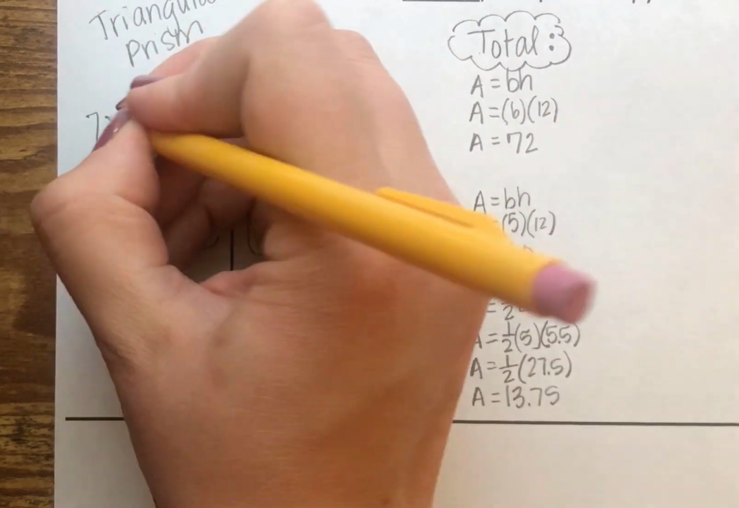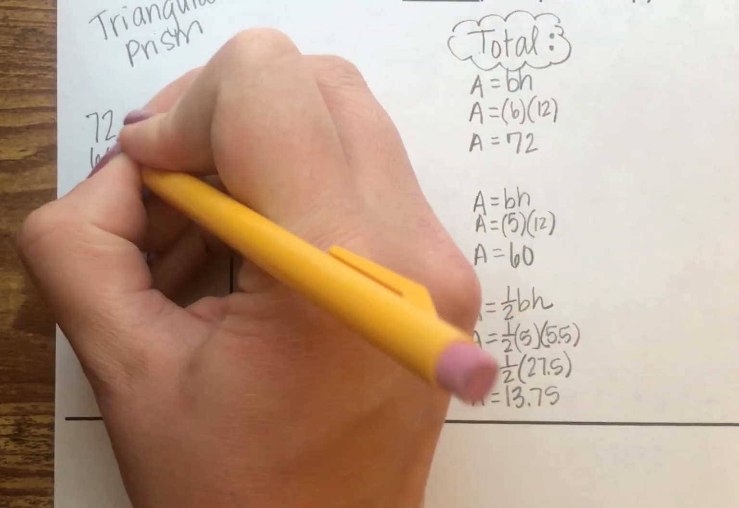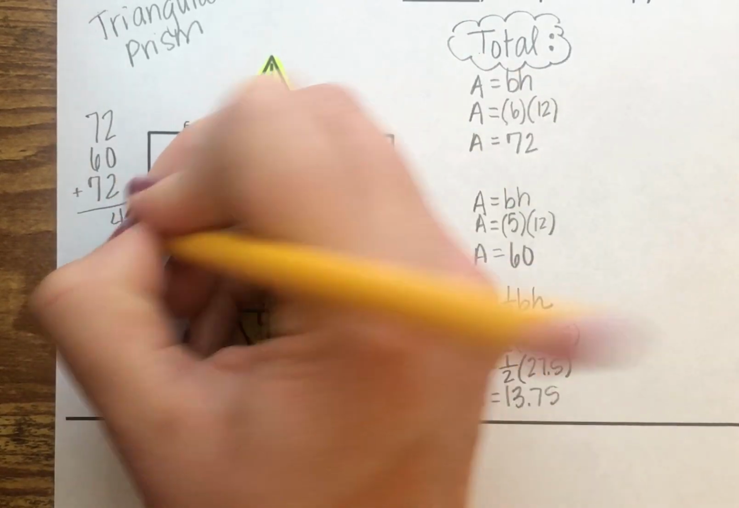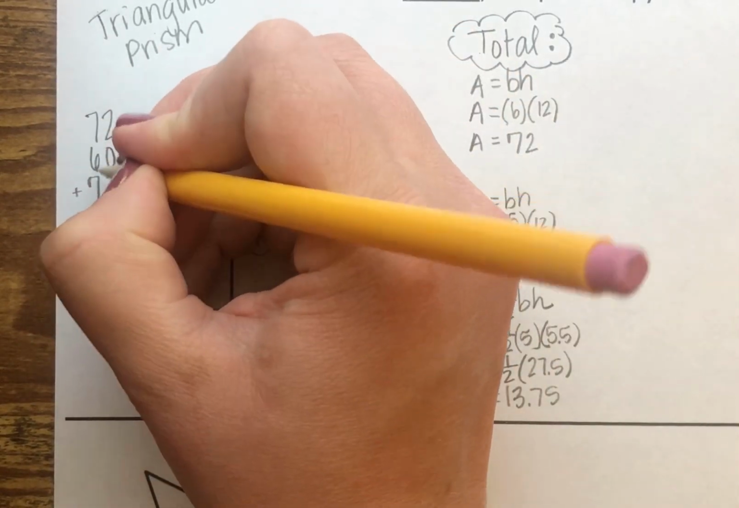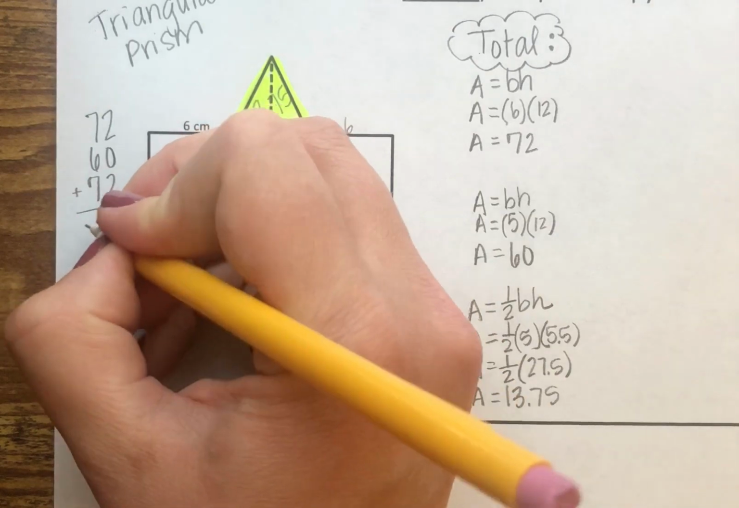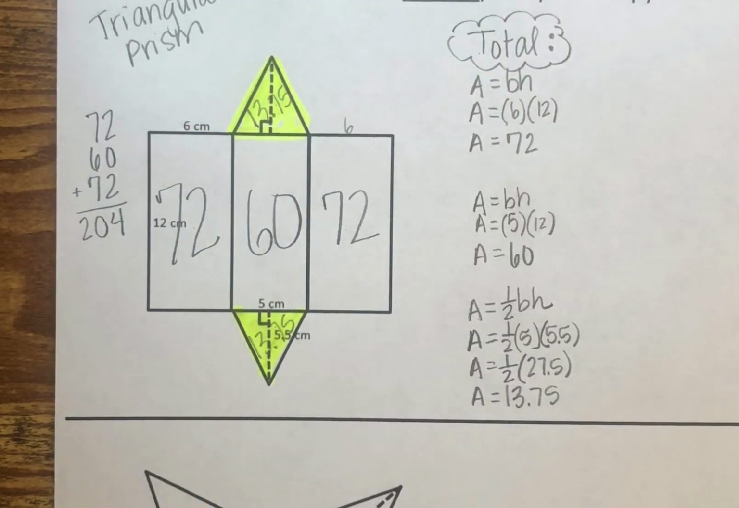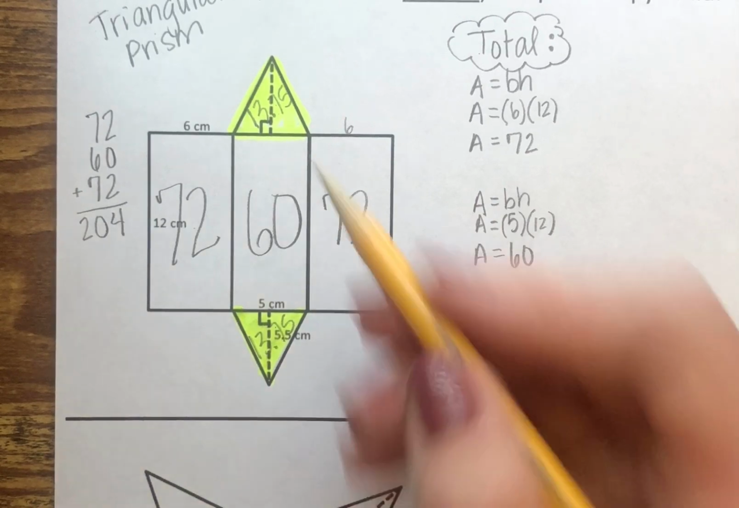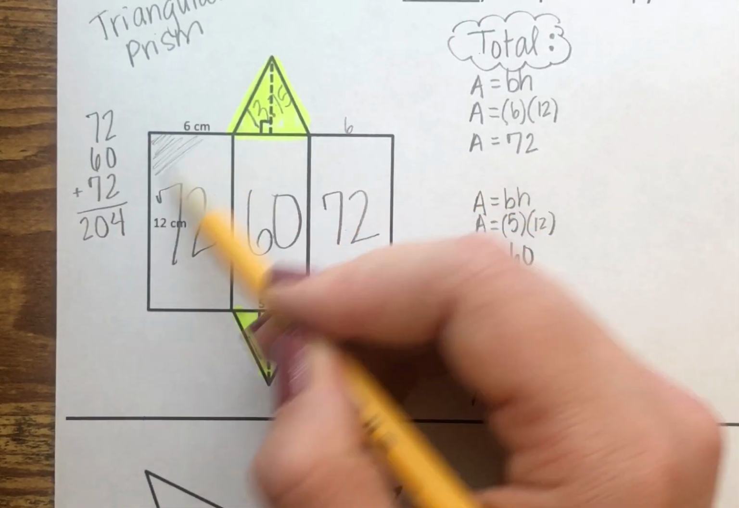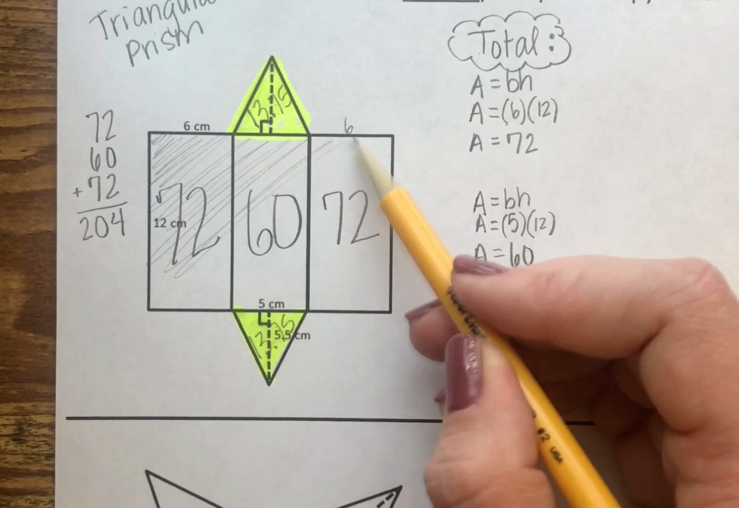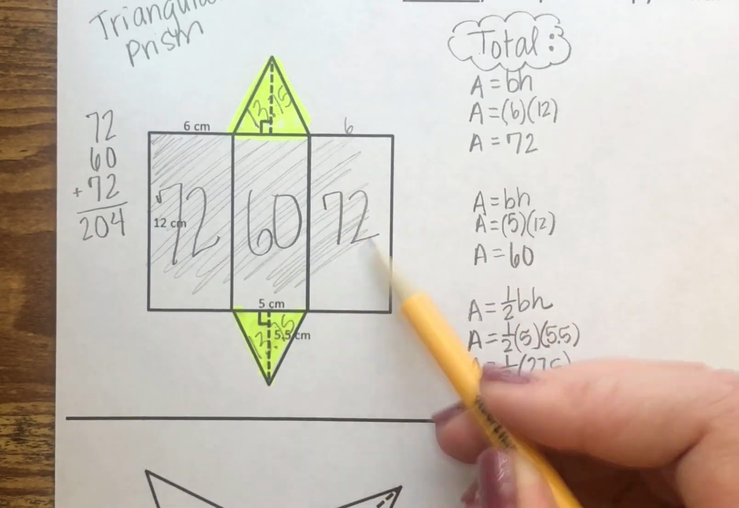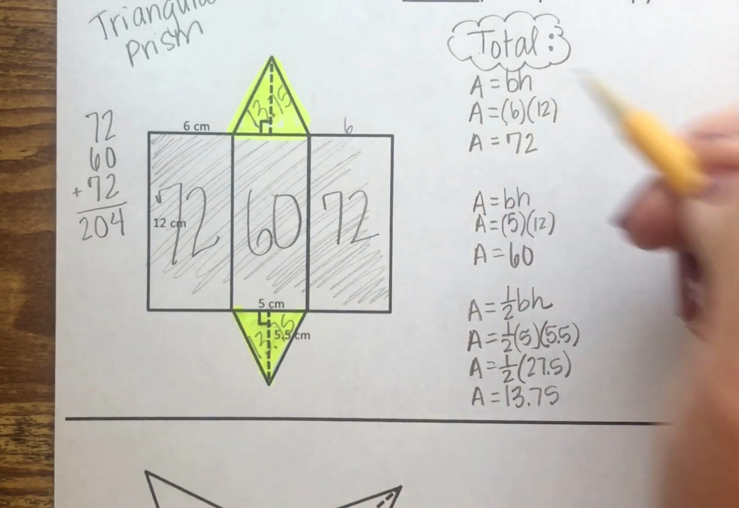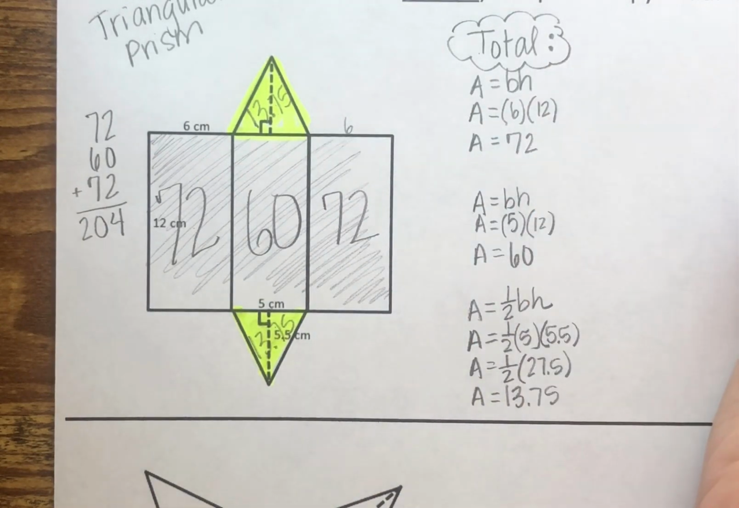We've got 72, 60, and 72. Those are whole numbers, so we'll do that first. That's 4. 7 and 7 is 14, plus another 6 is 20. So we've got 204 here. And that would be this shaded area right here. That 204 does not include those yellow bases. For total, we do want to put the bases in there.